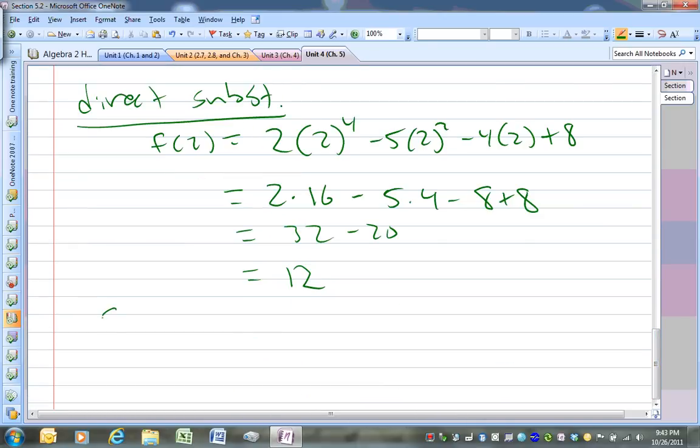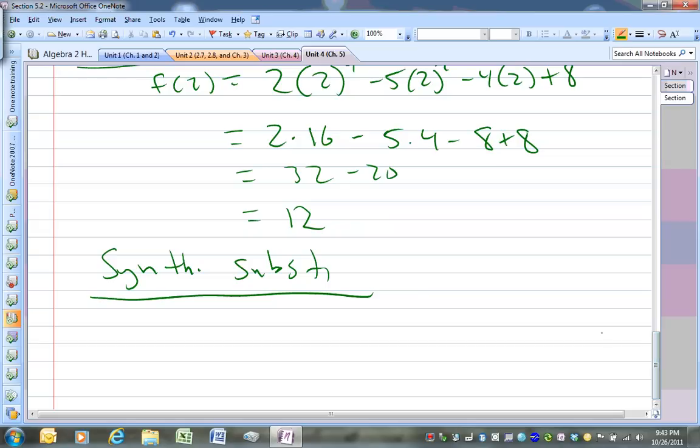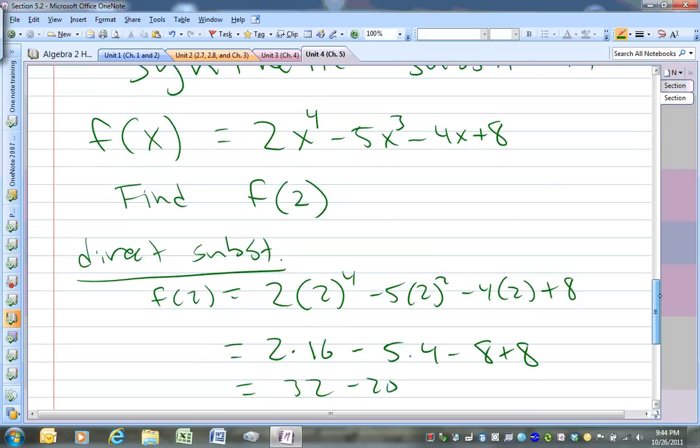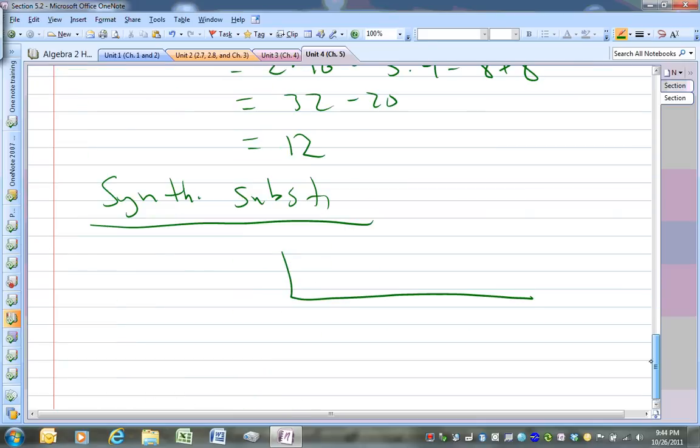Now here's a really cool way. This is synthetic substitution. It's a new technique that I don't think many of you have seen. Here's how it works. You draw kind of like, I don't know, like a half rectangle, if you want to call it that. You put your coefficients inside. So your coefficients obviously are 2, negative 5, negative 4, and 8. So 2, negative 5.